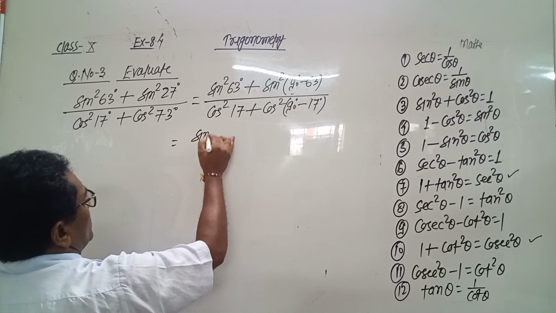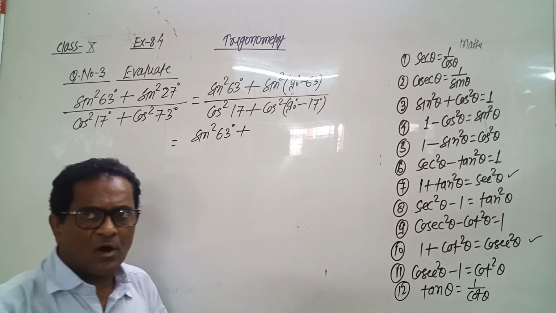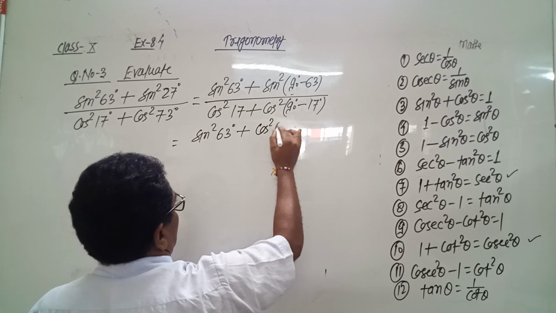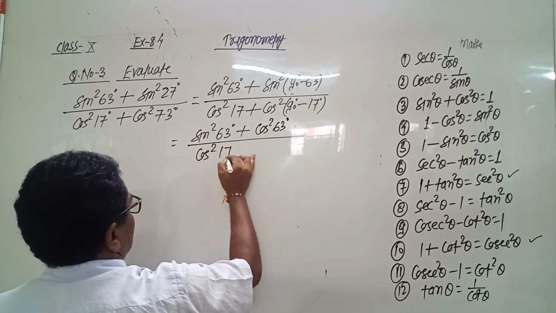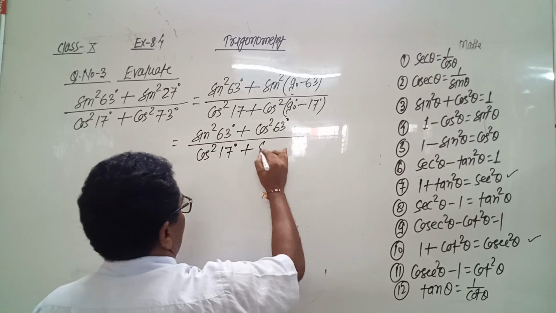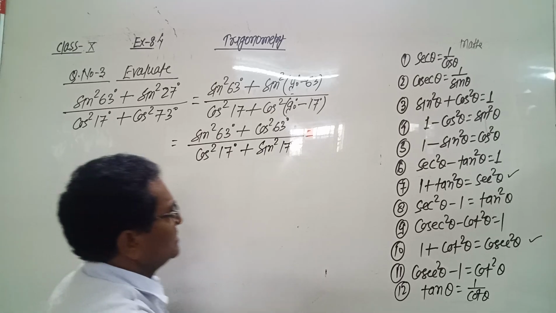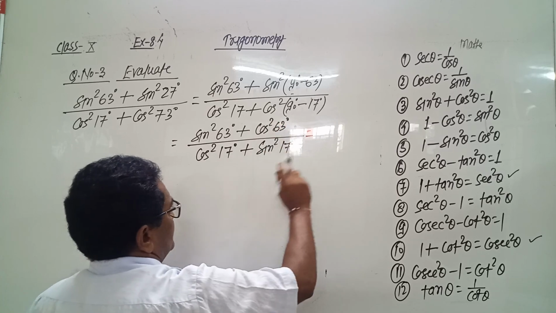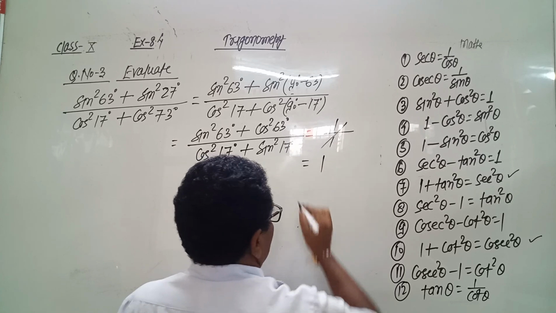So sin square 63 degree plus, there is the formula sin (90 minus theta) equals cos theta. So sin square (90 minus 63) becomes cos square 63 degree, upon cos square 17 degree, and cos (90 minus theta) equals sin theta. So cos square (90 minus 17) is sin square 17. This we get 1, since sin square theta plus cos square theta equals 1. Here in place of theta there is 63. And again cos square theta plus sin square theta is 1. So the result we get is 1.